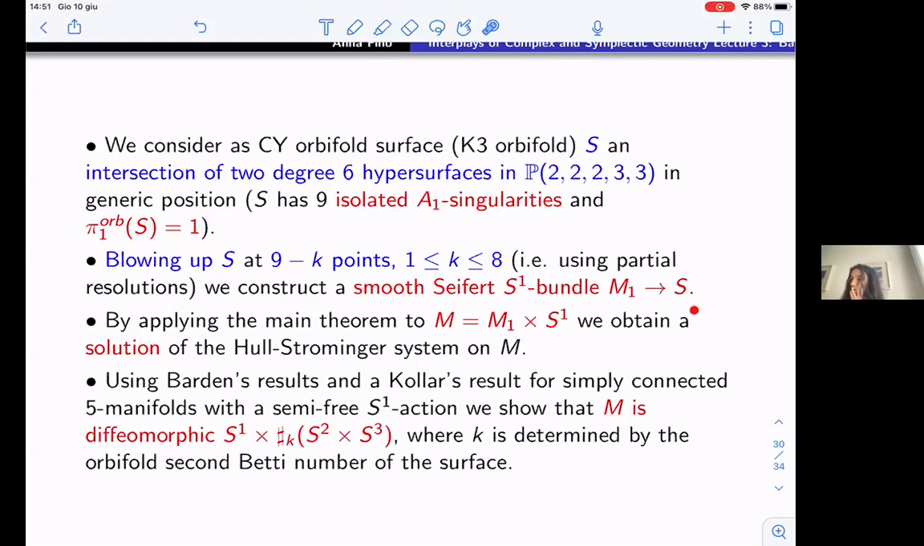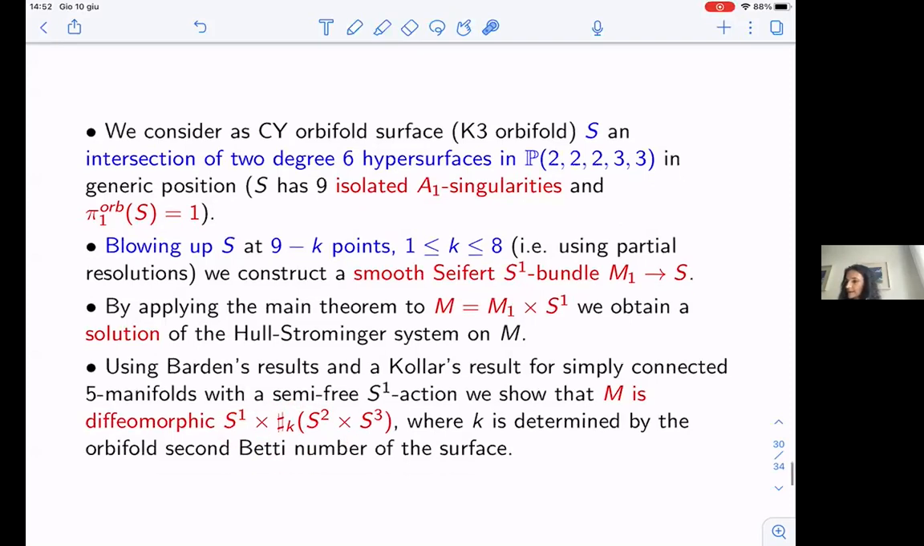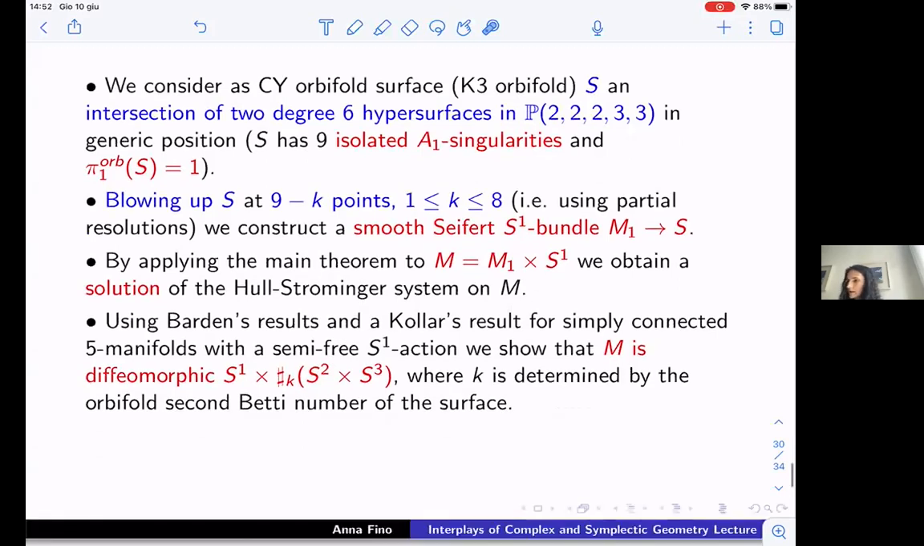we construct a smooth Seifert S1 bundle over S, of course choosing carefully a rational divisor on it. And then just simply taking the product, we obtain a solution of the Hull-Strominger system on M, okay? How we detect that this manifold is exactly this direct sum, the connected sum, sorry, of S2 times S3, is just because we get a manifold that is simply connected, of dimension 5, with a semi-free S1 action. And then by the topology, you can identify what it is. But this is not a simply connected example. We want a simply connected example. So we do something else, more complicated.